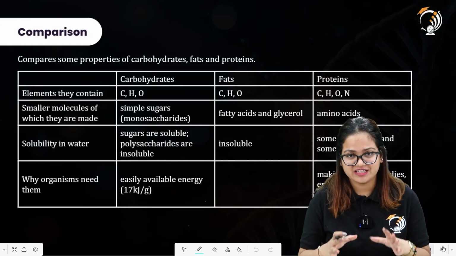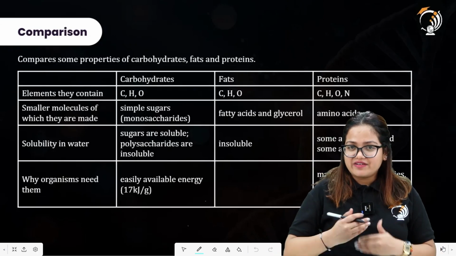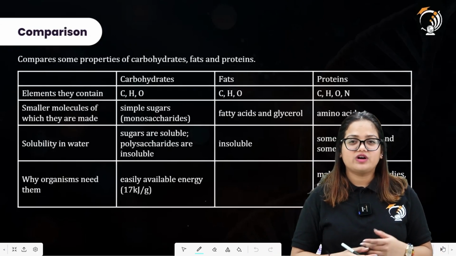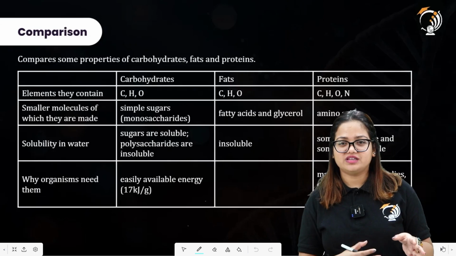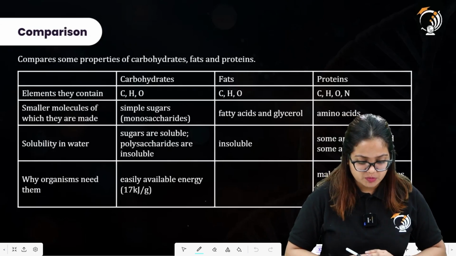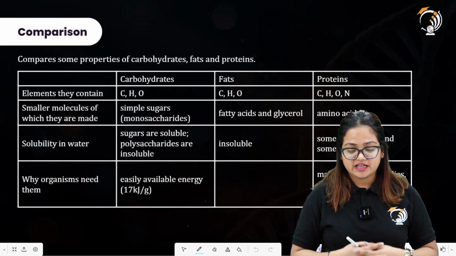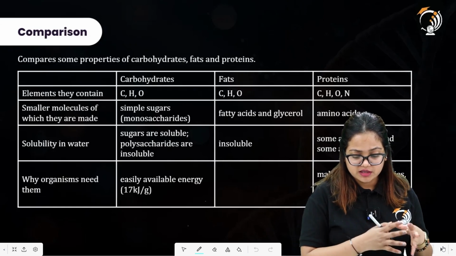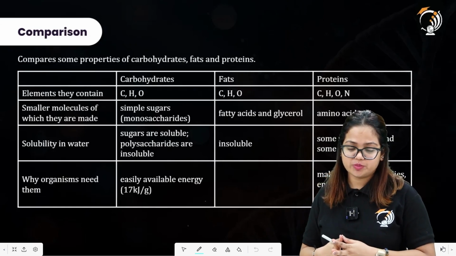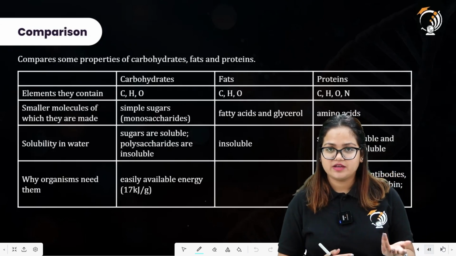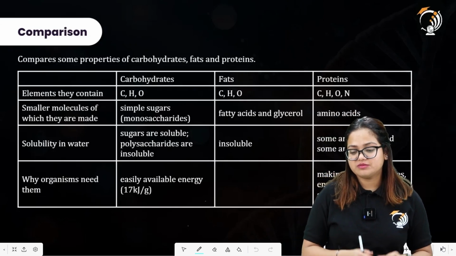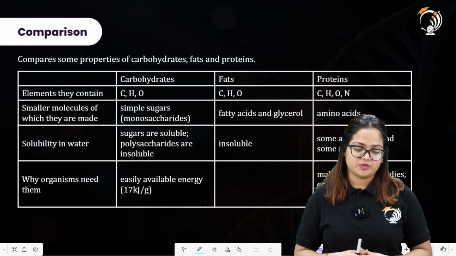All right. After the table completion, we will have a discussion about the DNA structure for the students having the supplement of the syllabus. So moving further, the solubility in water. Sugars are soluble, polysaccharides are insoluble. Then we have fats which are obviously insoluble. Proteins, some of them are soluble and some of them are insoluble.